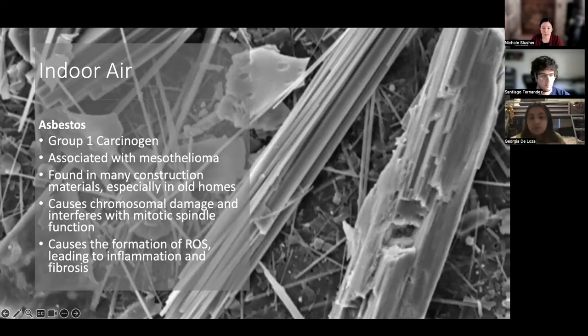houses built before 1975. Exposure to asbestos is associated with a specific rare type of cancer called mesothelioma, which affects tissue lining the outside of the lungs. Exposure through inhalation primarily can cause chromosomal damage, often deletions and segregation errors, because it can interfere with mitotic spindle function. It can also cause reactive oxygen species formation and inflammation that can lead to fibrosis. We'll cover asbestos a little further later in the presentation.